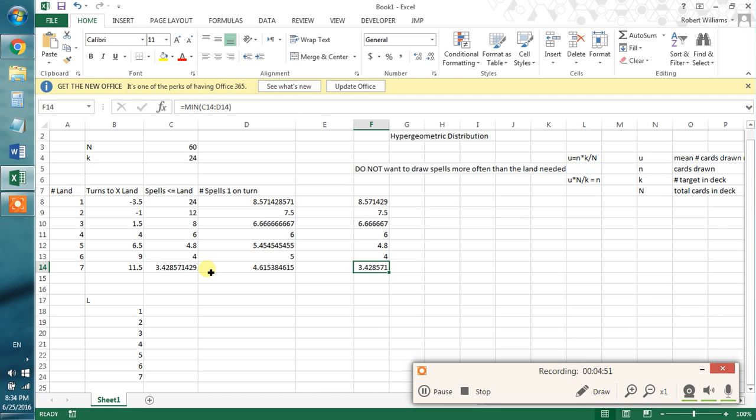But 63% is a pretty big margin of error, and I'll show you in upcoming videos how to control exactly what the likelihood is by looking at the actual probability of drawing a certain number of cards.